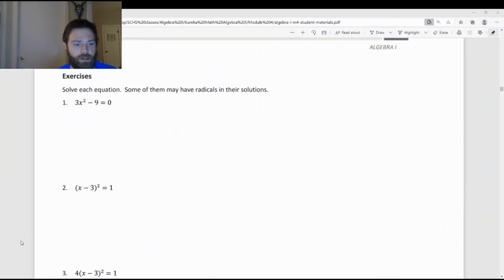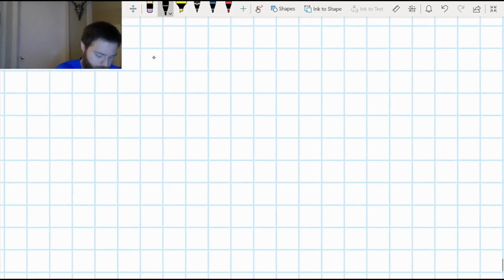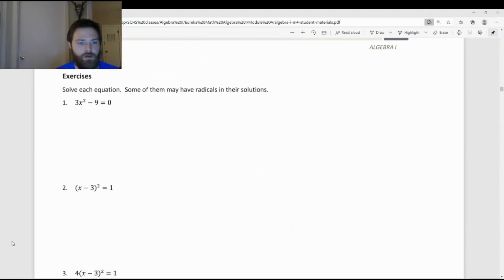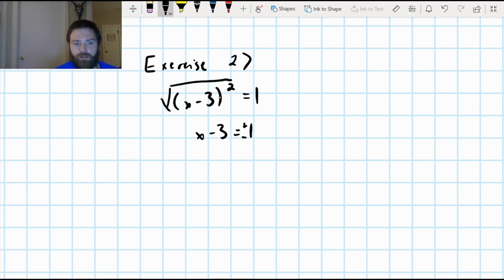Here's our next exercise. So exercise 2. So exercise 2 is telling us to solve x minus 3 squared equals 1. And then x minus 3 equals plus and minus 1, right? We took a square root. So anytime you take a square root of this, it creates this equation.